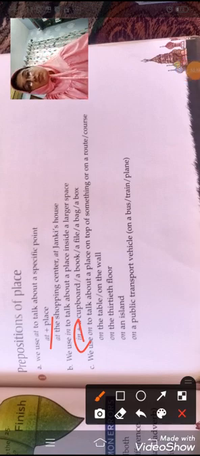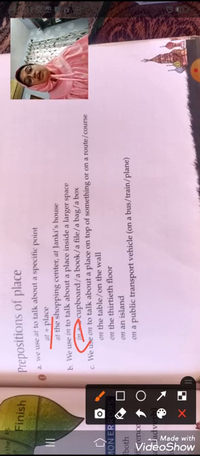Okay, when we use on to talk about a place on top of something or on a route or course, we use on the table, on the wall, on the 13th floor, on an island, on a public transport vehicle, okay, on a bus, on a train, on a plane. We ride in the car, we ride on a public transport. We always use on.